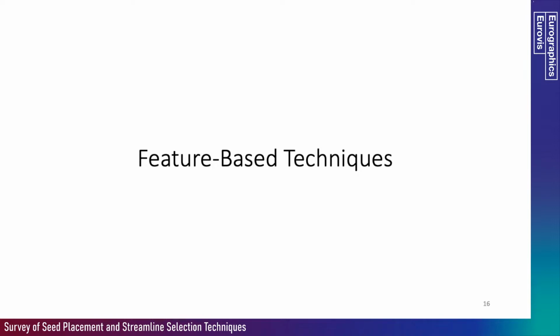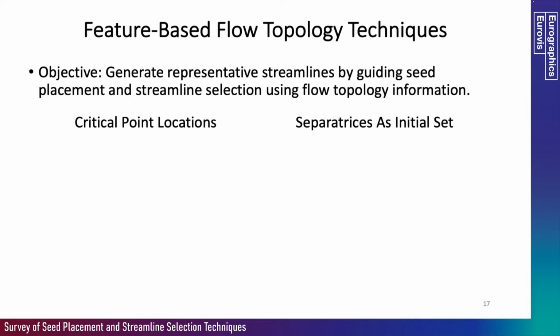Feature-based techniques try to highlight and capture regions of interest in the domain. The first subclass is flow topology techniques. The objective of these techniques is to guide seed placement and streamline selection using critical point locations and separatrix as the initial set of streamlines.